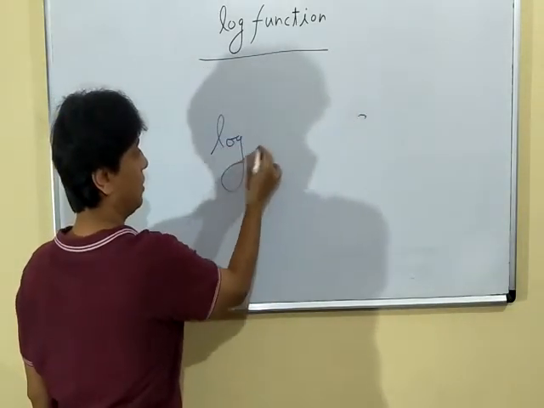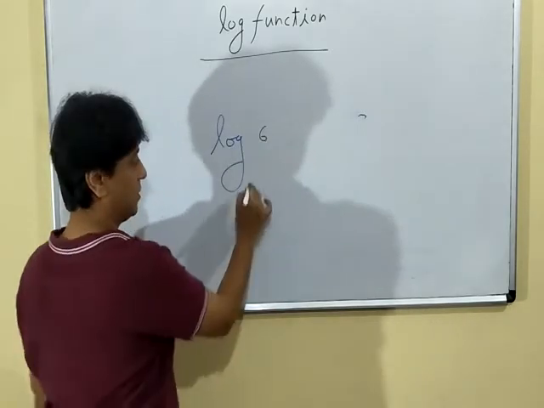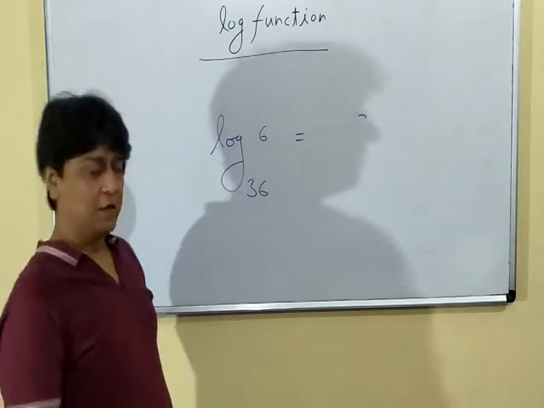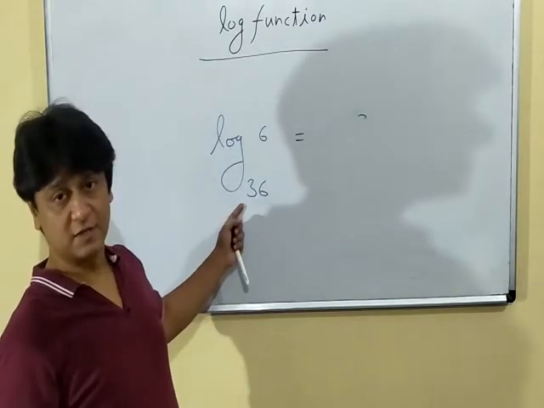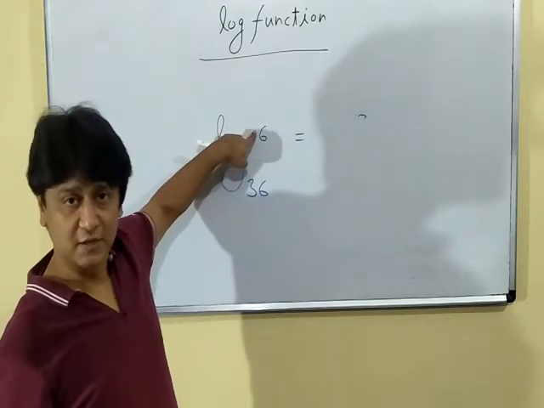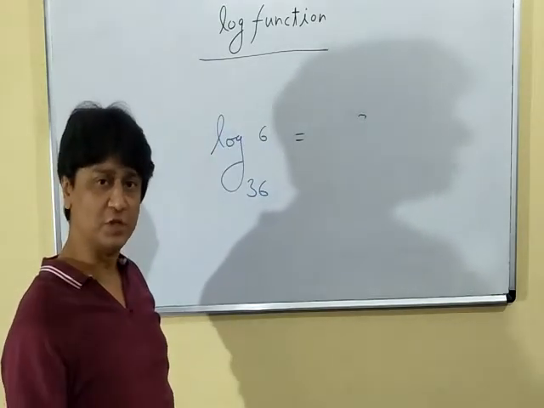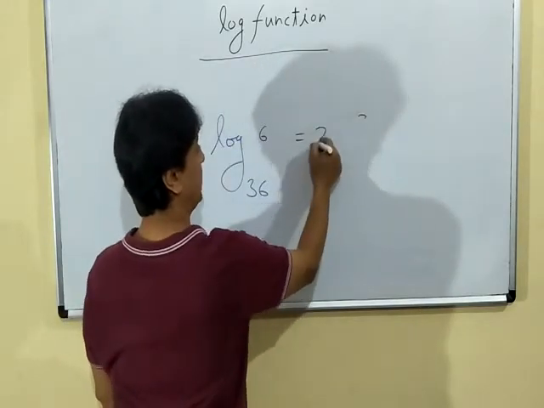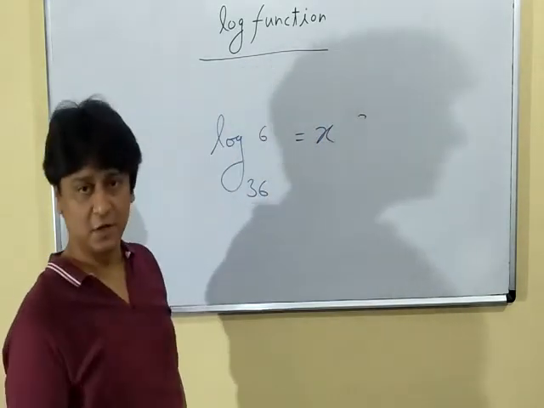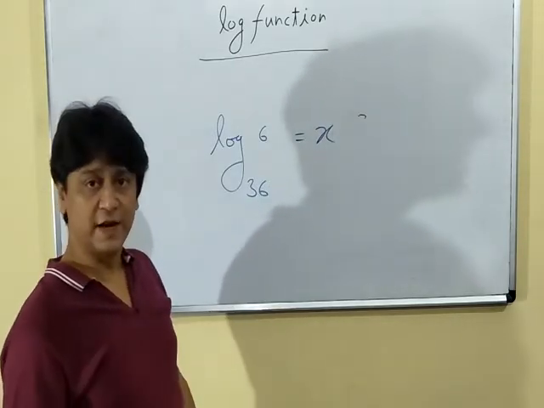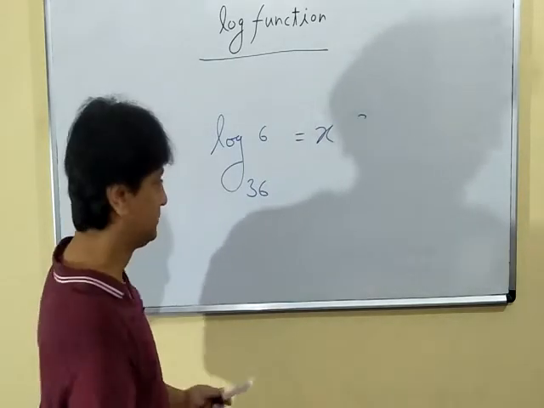Log of 6 base 36. 36 पर कितना पावर रेज करें so that it becomes 6? Now suppose you do not know this thing. Then if you do not know this thing, we take this value as what? X. Value of unknown is what? X. Now let's see how we remove log.